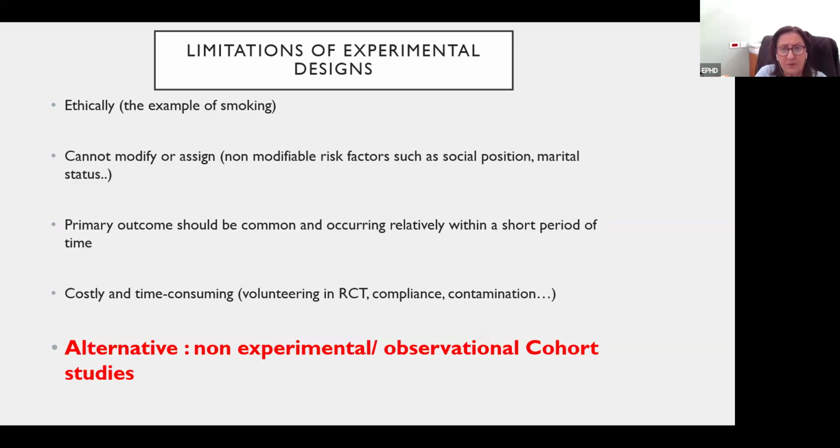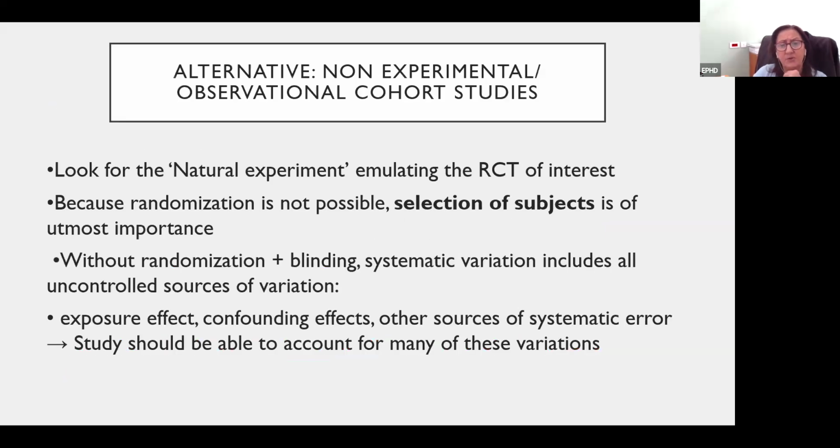So the alternative to answer this kind of question, does running improve mental well-being, or does smoking increase the risk of harmful complications among pregnant women, would be observational cohort studies. So it's like emulating an RCT, and looking at the natural experiment. So looking at what's happening and then trying to see what the outcomes are.